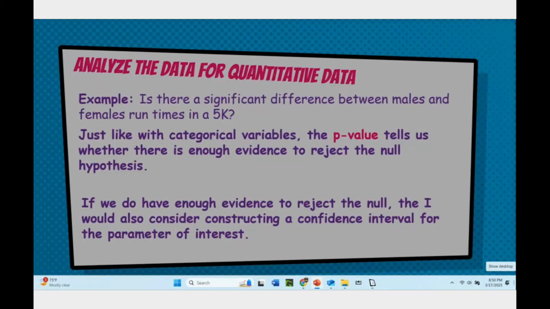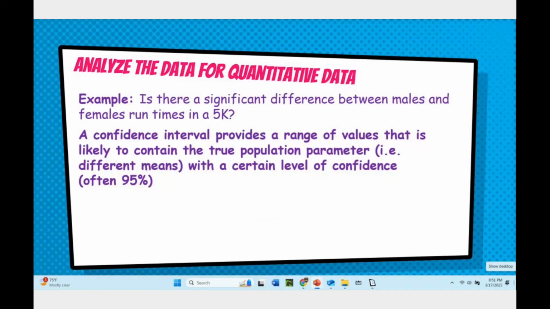If we do not have enough evidence to reject the null, then I would also consider constructing a confidence interval for the parameter of interest. So that's what we're going to talk about briefly. A confidence interval is the other thing that we see, the lower bounds and the upper bounds on the spreadsheet. And it basically gives us a range that contains the true population parameter, which is the difference in means, with a certain level of confidence. And we state this as 95%.